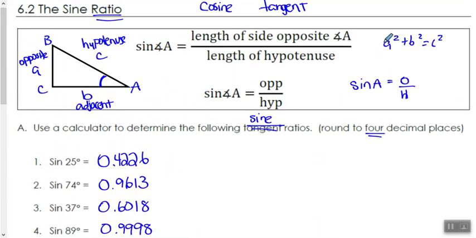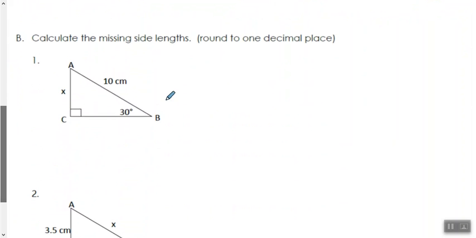So since we do not know two sides, I know an angle and a side. That means I have to use a trig ratio, in this case, sine. So same deal as with Pythagoras, we will write it out first. So sine of A equals my opposite over my hypotenuse, because I know I'm going to be using sine because this is our sine lesson.